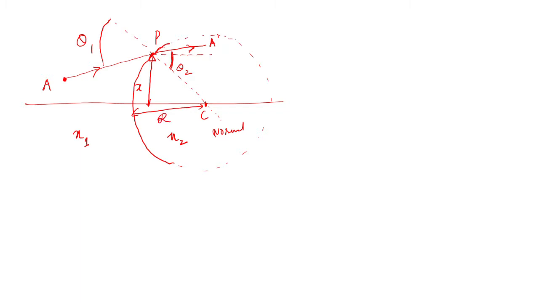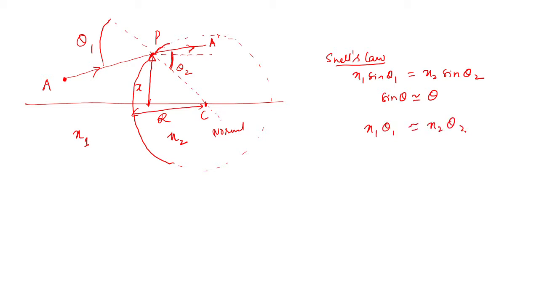So now we know from Snell's law that n1 sine theta 1 should be equal to n2 sine theta 2. That is the simple law of refraction. We also started with the paraxial approximation, meaning that for small angles, for paraxial rays, sine theta is almost equal to theta. So then I can write n1 theta 1 is almost equal to n2 theta 2.